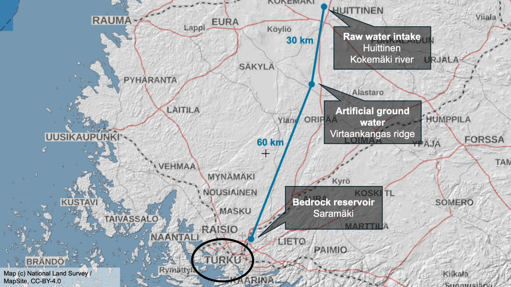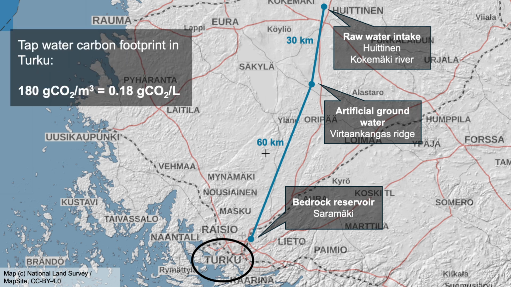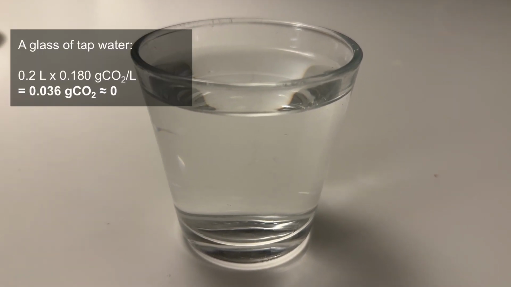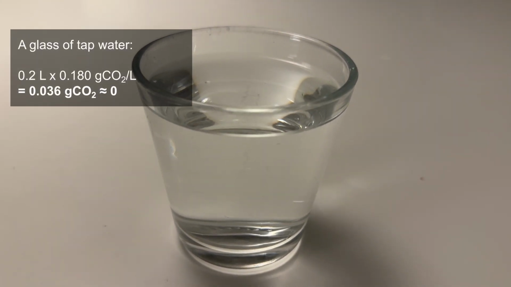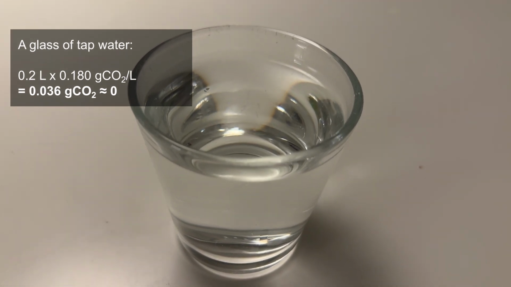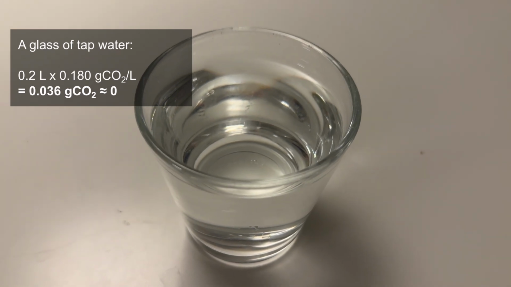So this must consume a lot of energy and resources. So what is the carbon footprint of the process? Well, the carbon footprint of the end product, cold tap water, is 180 grams of carbon dioxide per cubic meter, per 1,000 liters. So a glass of water is worth 0.2 liters multiplied by 0.18 grams per liter, which is what? 0.036 grams of CO2, 36 milligrams of CO2. Well, that's practically nothing. So no worries about drinking a glass of water.